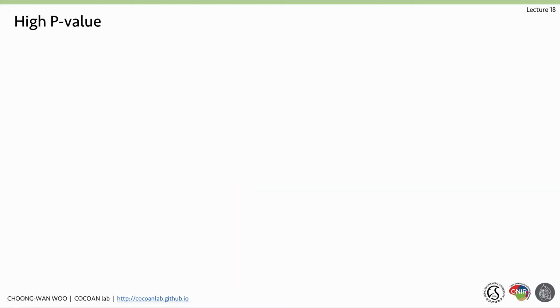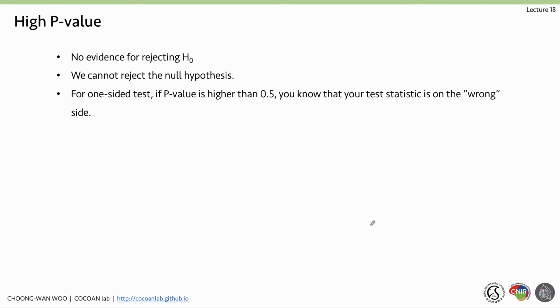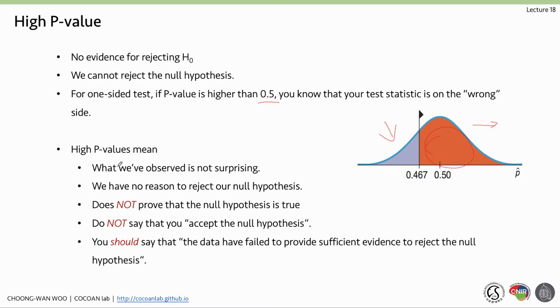And what happens when we get a high p-value? That means there is no evidence for rejecting the null hypothesis, and we cannot reject it. For a one-sided test, if the p-value is higher than 0.05, that means your test statistic is on the wrong side. Because it's only testing one side, the red area is larger than 0.05, so you are on the wrong side. High p-values mean what we've observed is not surprising at all, given the null hypothesis is true, and we have no reason to reject our null hypothesis.